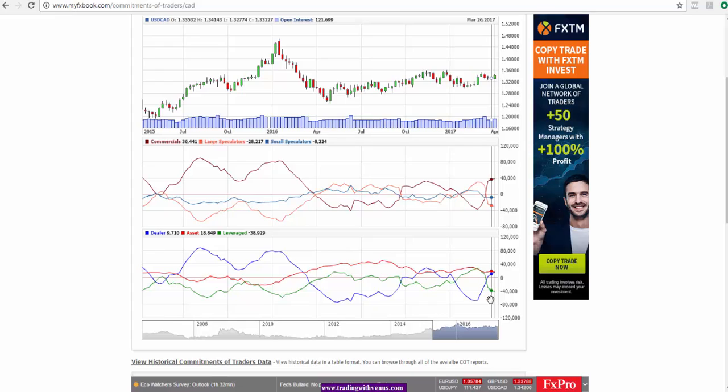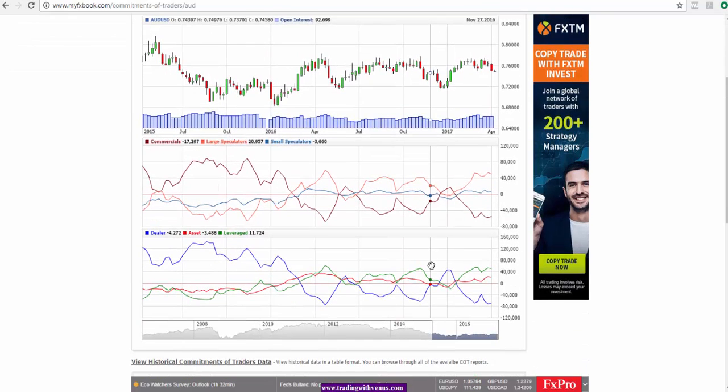For Canadian dollar here, we see another increase in the short positions. We have gone from 38,929 to 41,936 short positions for the leveraged money. So this points to long US dollar or short Canadian dollar.